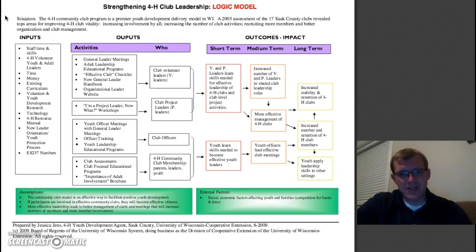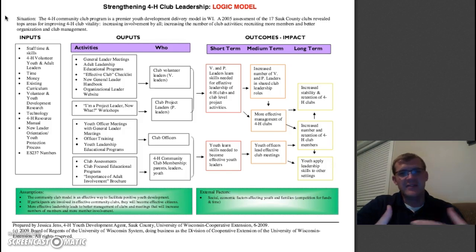So then down below, she listed her assumptions, and they're very small, kind of difficult to read. But the community club model is an effective way to facilitate positive youth development. Those are some assumptions she made. If participants are involved in effective community clubs, they'll become effective citizens, and then more effective leadership leads to better management of clubs and meetings that will increase numbers of members and more member involvement. So these are the assumptions, and that's why she's listed her outcomes as goals, and also her outputs, of why they're doing what they're doing. Those assumptions are great.